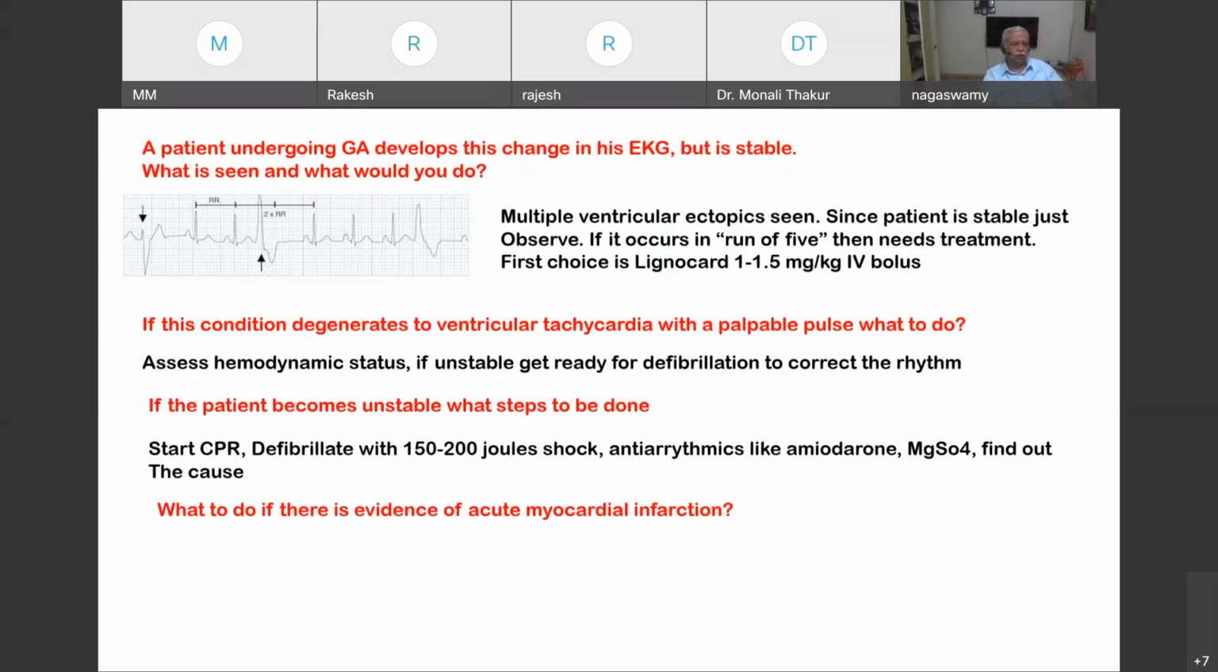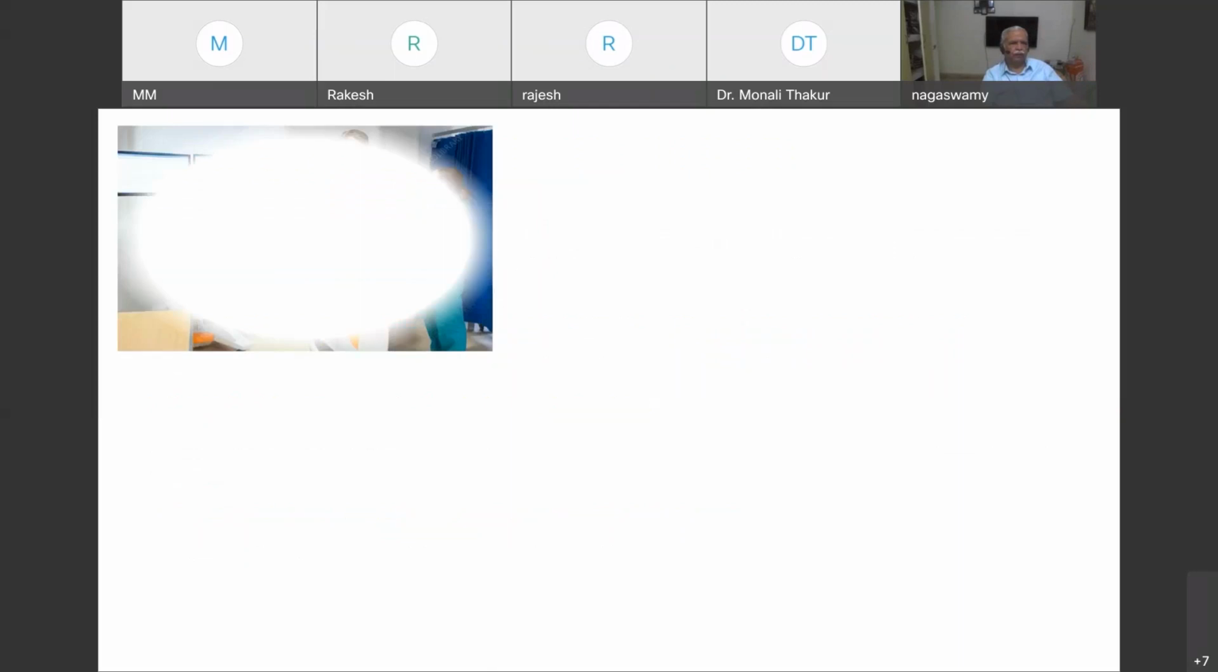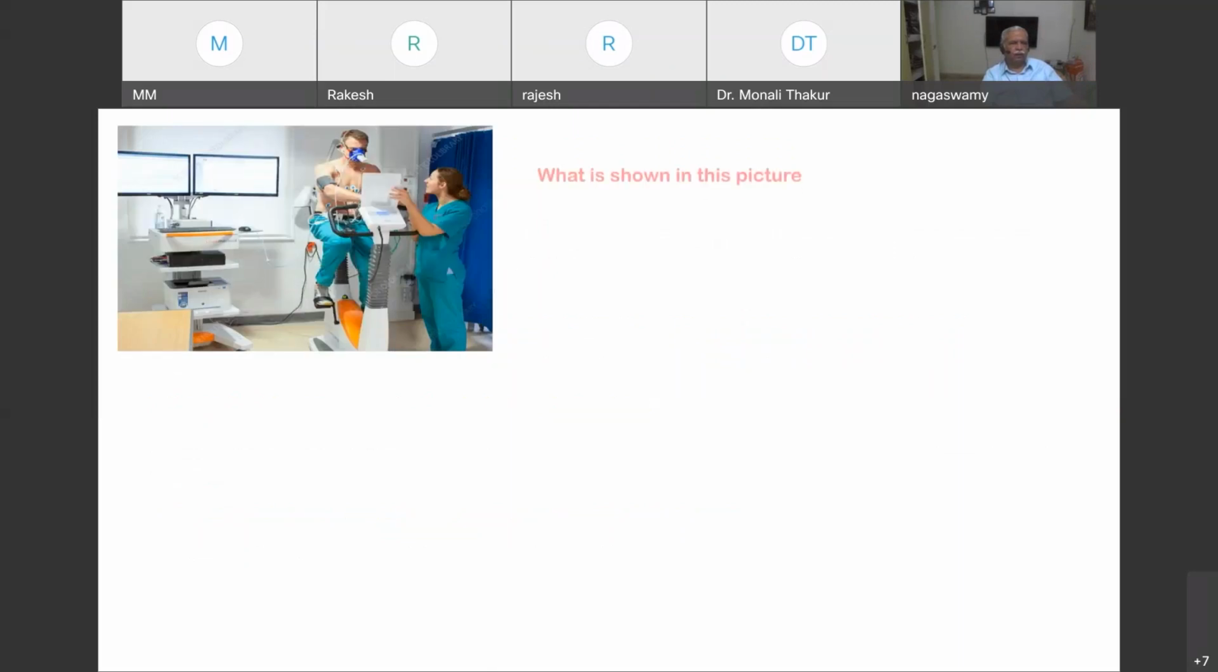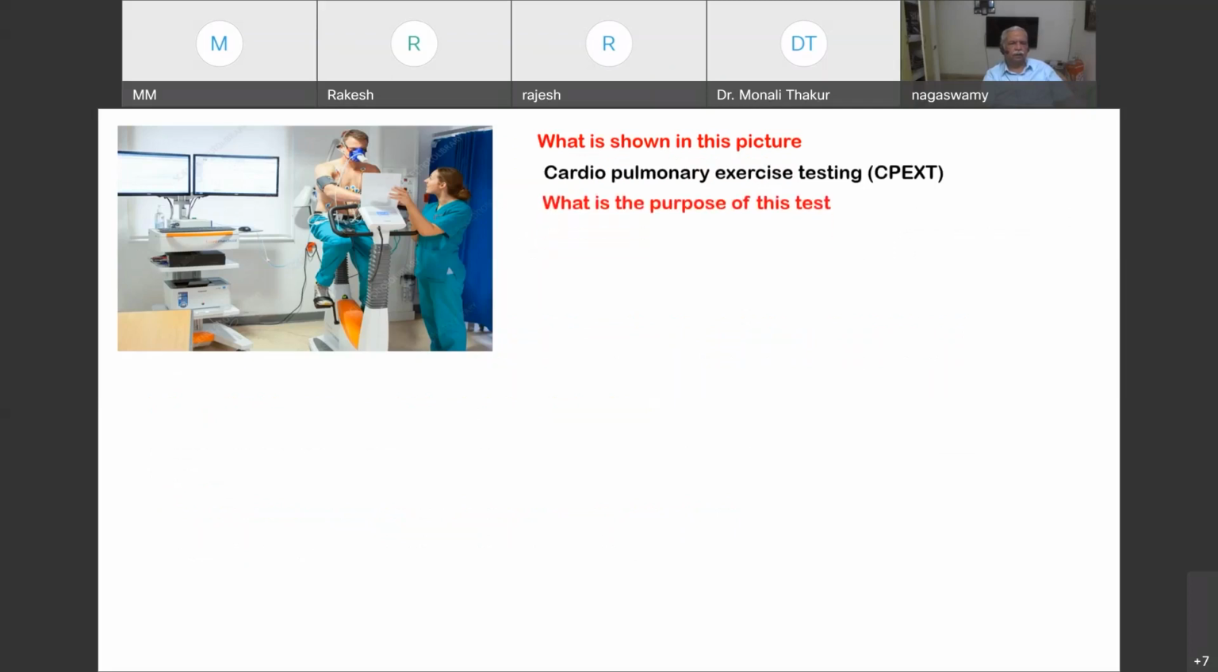Sir, we have to support the circulation. Urgent PCI is needed if the condition does not improve. Yeah. Okay. So what is shown in this picture? Patient is undergoing some testing, cardiopulmonary exercise testing. Yes. What is the purpose of this test?